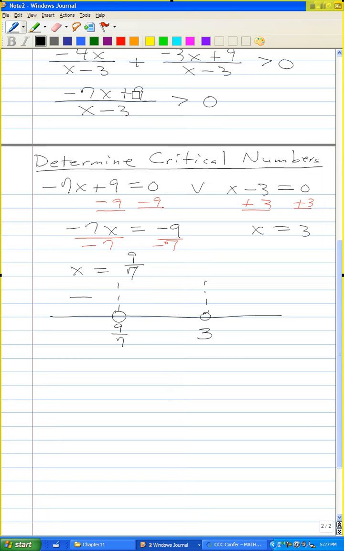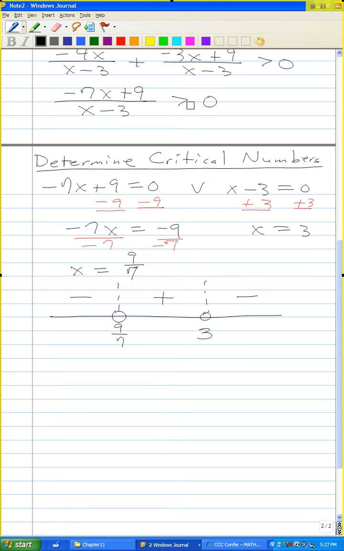Since the root here for the numerator is 1, it's a simple root. So the multiplicity is 1, an odd number. Therefore, the sign will change when I cross this root. For the root 3, the exponent is 1. It's a simple root. Therefore, the multiplicity is 1, an odd number. So positive changes to negative.